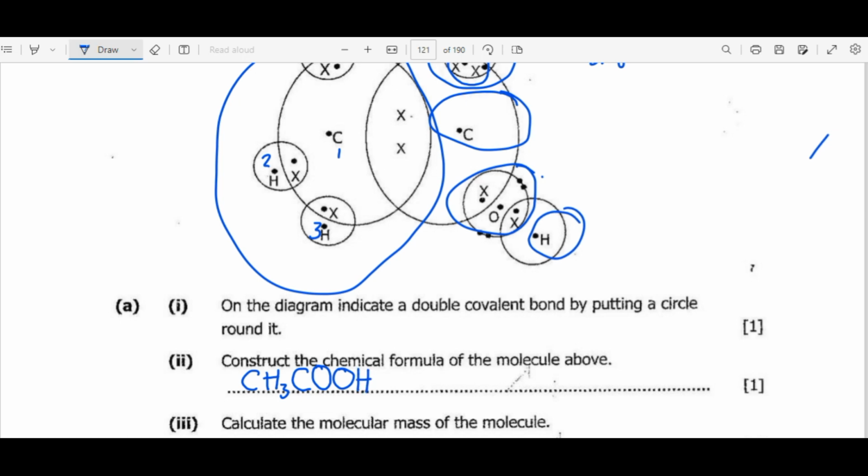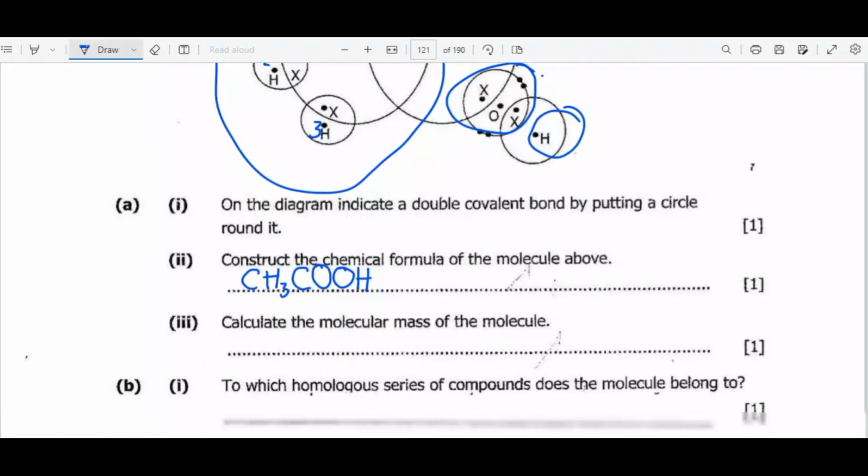So the reason why I said we have a bit of organic chemistry, we can see that we are dealing with an organic compound, which is a carboxylic acid. This is ethanoic acid, if we are told to name it. Now we move on to question Roman number 3. So question 3, we are told to calculate the molecular mass of the molecule.